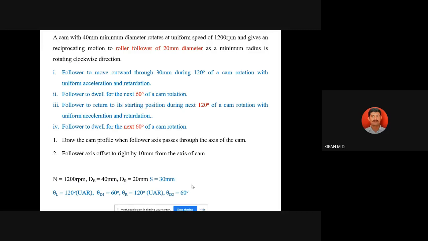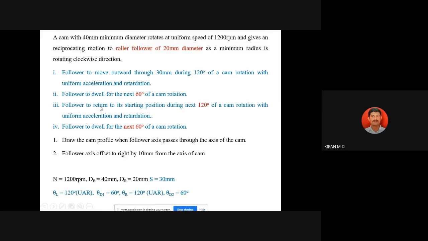Now to draw the cam profile, we know that first we should draw the displacement diagram. To draw the displacement diagram, these parameters are very important: stroke length, lifting angle and condition, return angle and condition. So: stroke, theta L, theta D1, theta R, theta D2. These five are the important parameters.